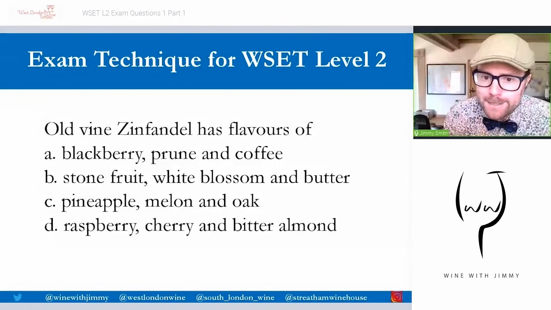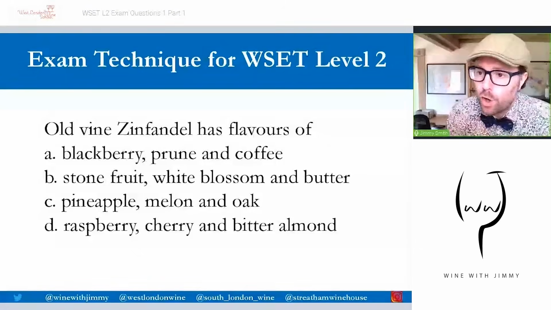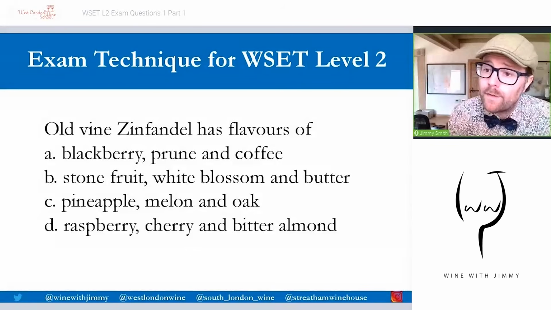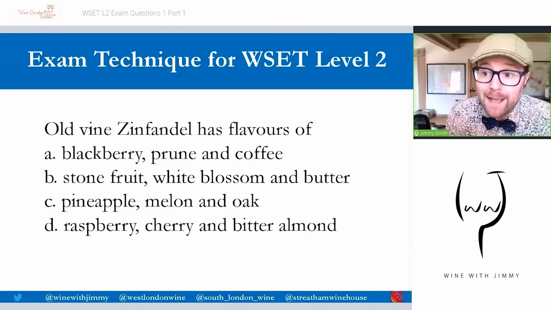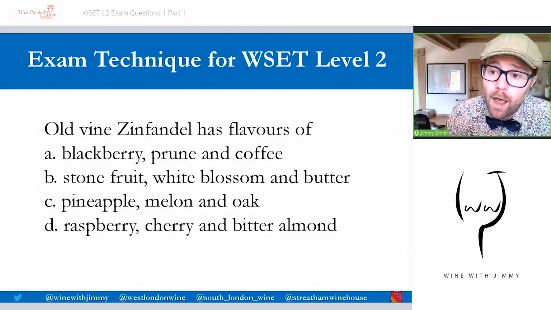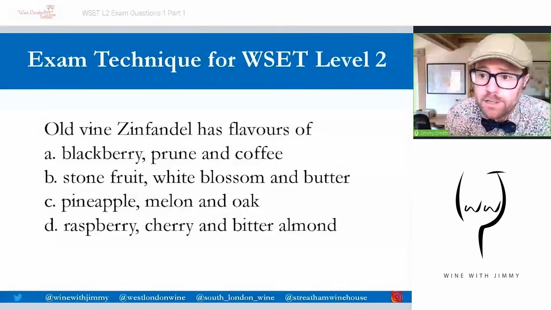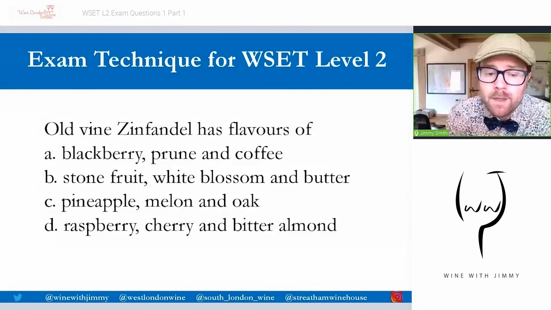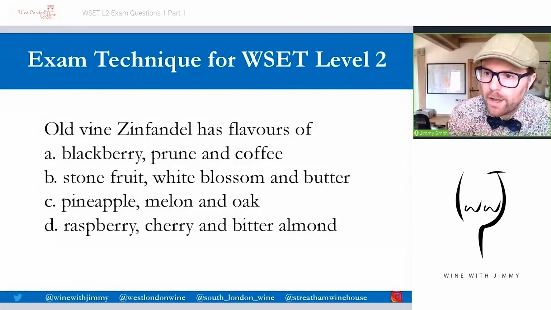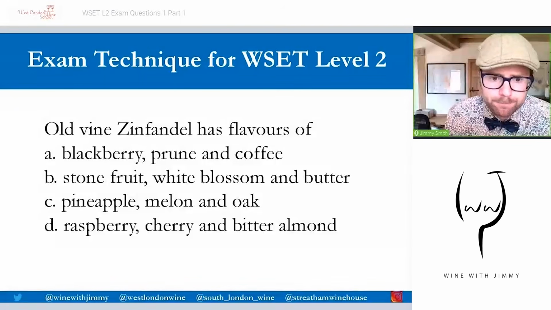Old vine Zinfandel has flavors of. So Zinfandel is an important grape variety within California. It is also known as Primitivo in Italy. Now, old vine means, of course, you've got older vines in the vineyard, often 30, 40, 50 years old, and they tend to produce very good concentrated fruit as a result. So you're looking at quite concentrated characteristics.